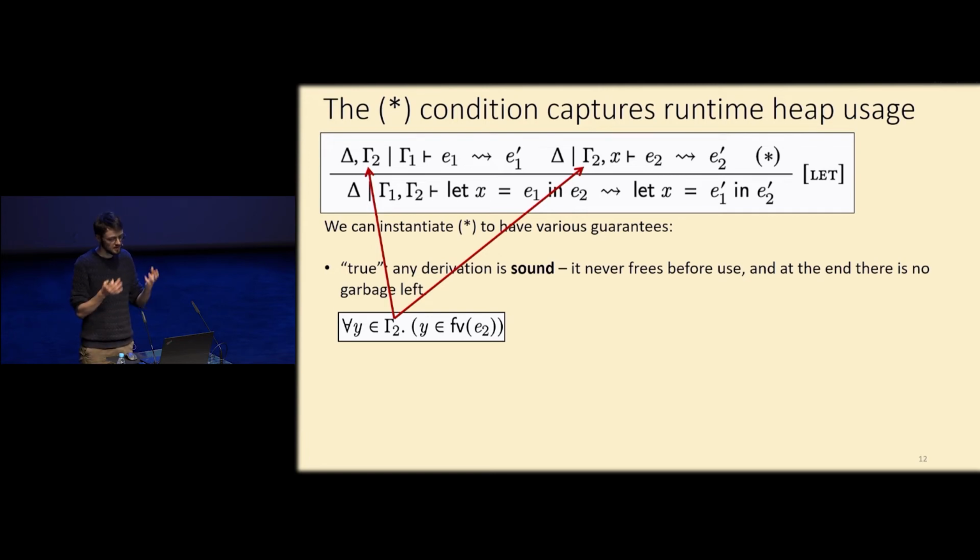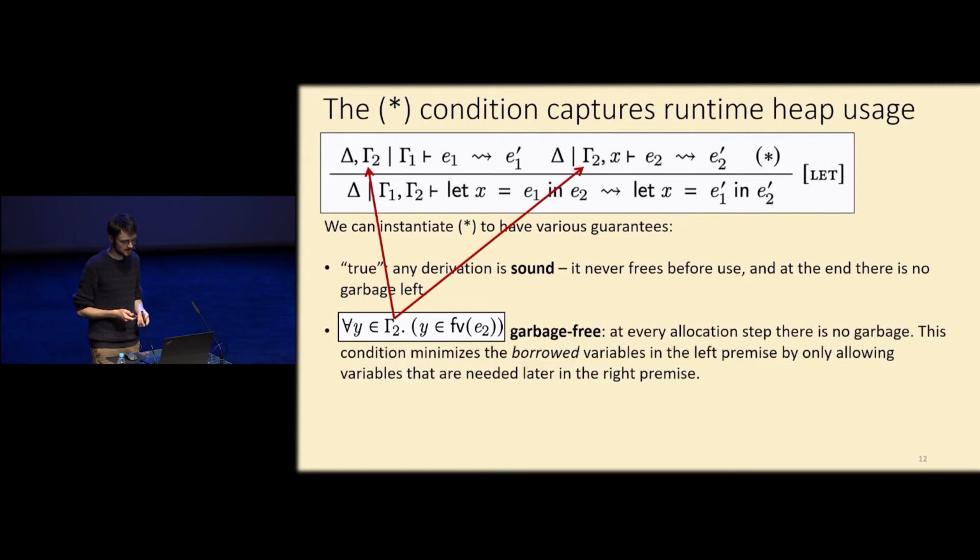We can say, if y is a variable in gamma2, it needs to also be in the free variables of E2, which ensures that it will actually be used in E2. And then we can recover the notion of garbage freeness, which was first introduced in the Perceus work, also in this much more simplified calculus.